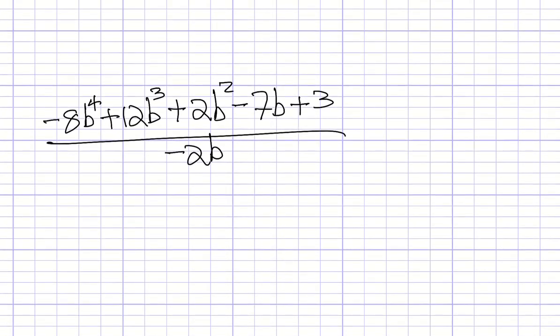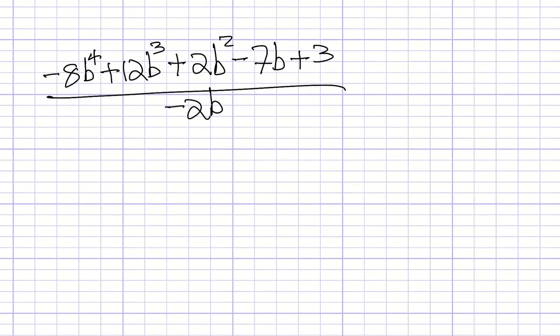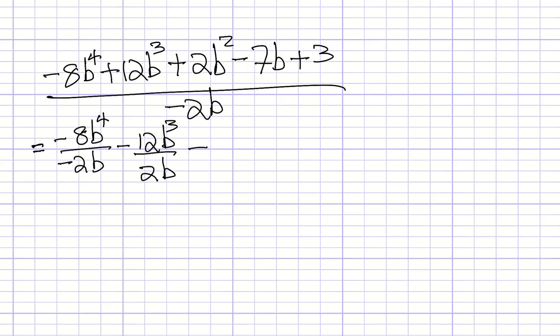That's the next one right there. It looks like almost the same thing because these things tend to be long. Okay, so we'll work on it. This is equal to negative 8b raised to the power 4 over negative 2b. Then it becomes negative 12b raised to the power 3 over 2b, because I just squeeze in the negative, that way we don't get confused. And then another squeeze in, negative 2b raised to the power 2 over 2b, okay?